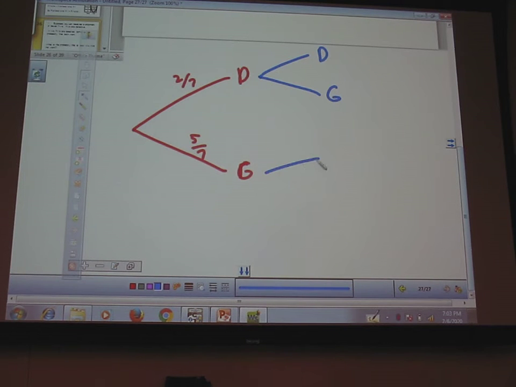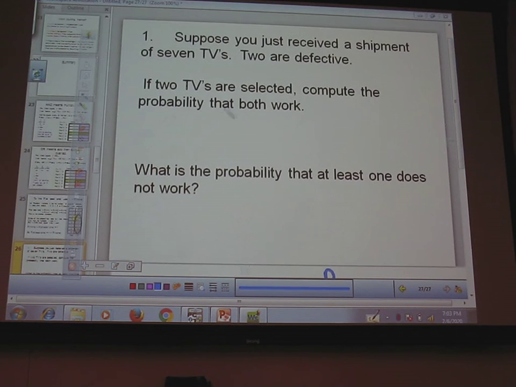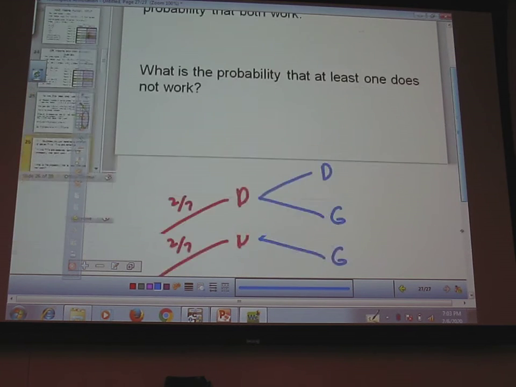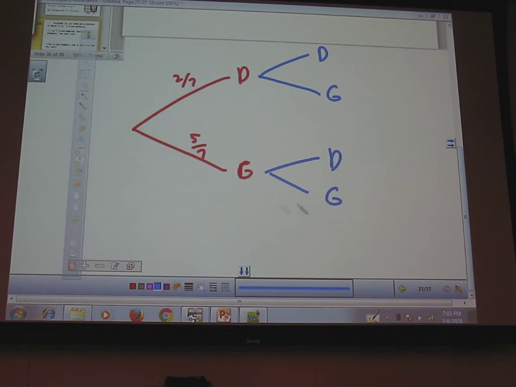Defective, good. Defective, good. We actually only care about, what do we want? We want to know the probability that both work. We want the good, good. Everybody on board with that part? Yes. So let's just not worry about that part. Let's focus on this part here.